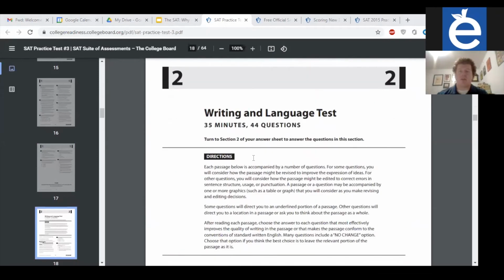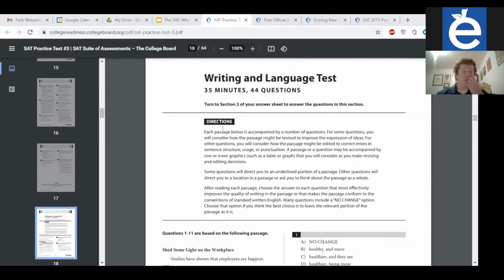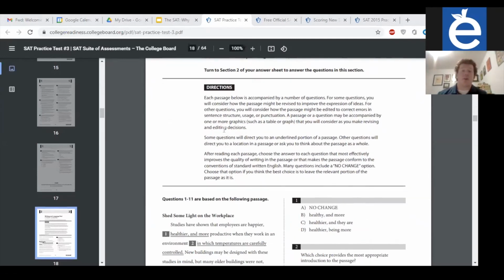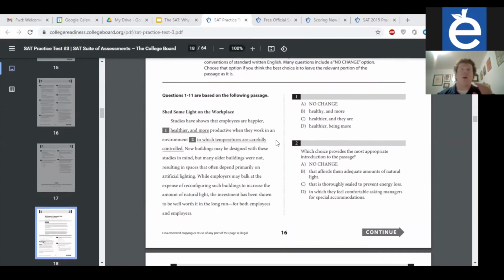The writing and language section. So this is what I talked about earlier. The reading and the questions are concurrent. They're right next to each other. Unlike the reading section where we read and answer questions separately, here they're right next to each other and we're just editing the reading. So it's going to go fairly quickly.